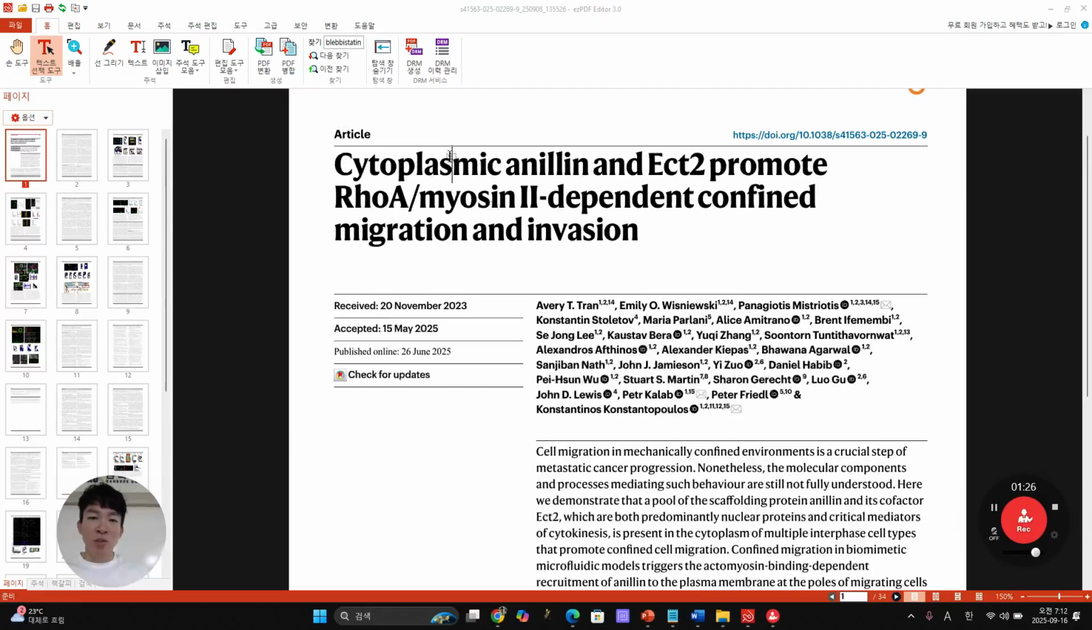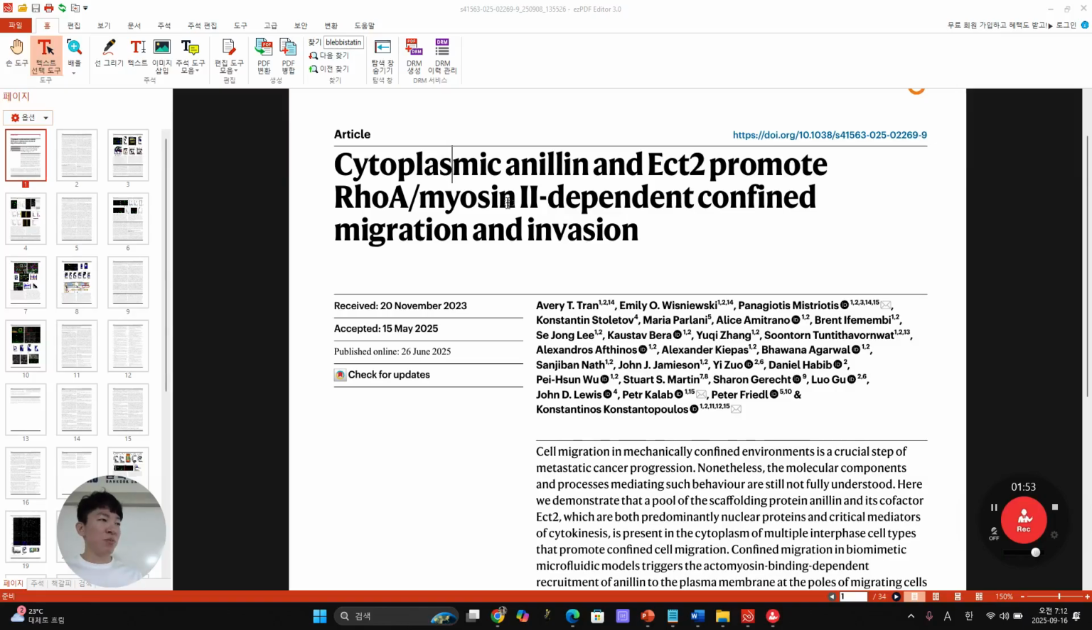Probably you know about the cytoplasm. In a cell, there's the nucleus, which is like the brain, and another part is called the cytoplasm. And Anillin and Actin 2, you have never heard before; I'll explain it. The Rho-wave myosin 2 dependent: probably some of you are familiar with Rho-wave myosin 2. Rho-wave is like actomyosin contractility.